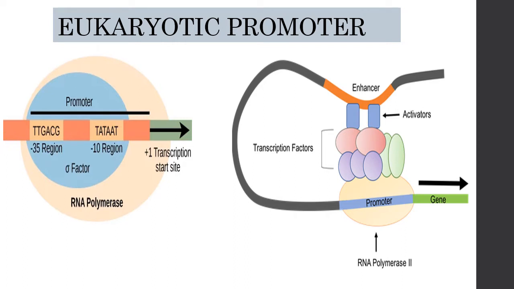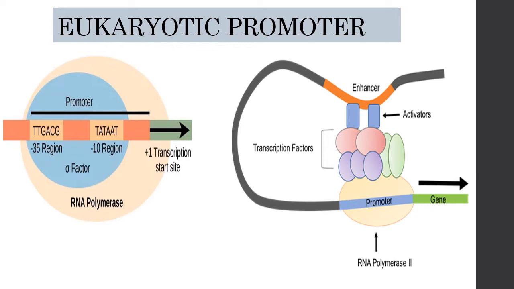So these are the eukaryotic promoter. In the eukaryotic promoter, there are two parts: the core promoter, or basal promoter, and the upstream promoter element. So here we can see the promoter. The core promoter is constituted by the TATA box and the transcriptional start site, that is the TSS. The initiation complex will come and bind to the core promoter, and the upstream element will be responsible for the regulation of transcription.